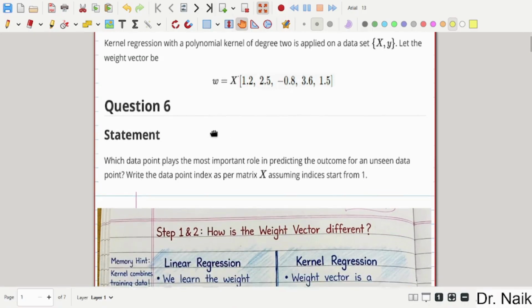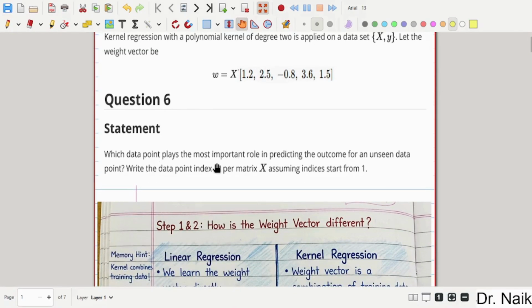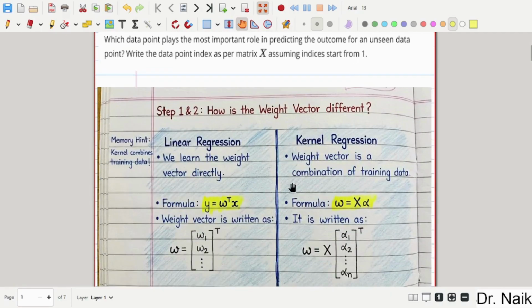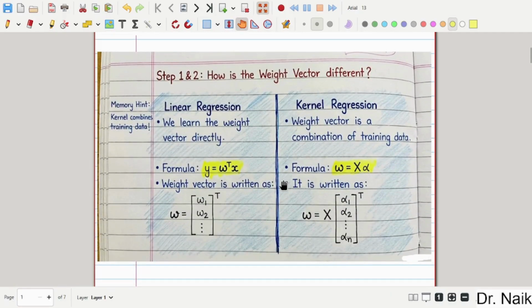Question 6. Which data point plays the most important role in predicting the outcome for an unseen data point? Write the data point index as per the matrix X, assuming the index starts from 1. How is the weight vector different in linear regression and kernel regression? In linear regression, we learn the weight vector directly, but in kernel regression, the weight vector is a combination of training data.